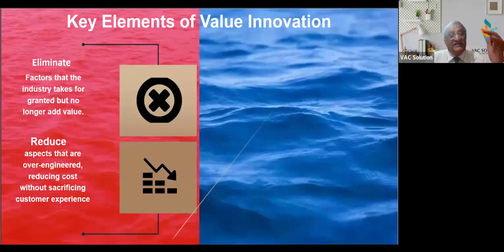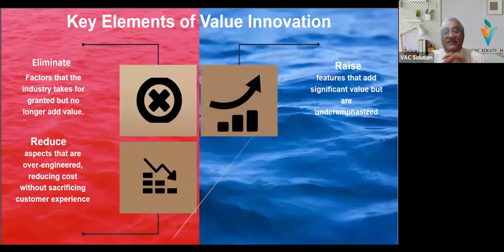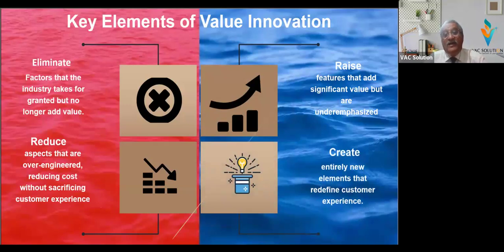The third point, first is eliminate. You know, the value innovation is an ERRC framework. E for eliminate, R for reduce. Eliminate factors that the industry takes for granted but no longer add value. Number two, reduce aspects that are over-engineered, reducing cost without sacrificing customer experience. Third is raise features that add significant value but have been under-emphasized. Finally, create entirely new elements that redefine customer experience.